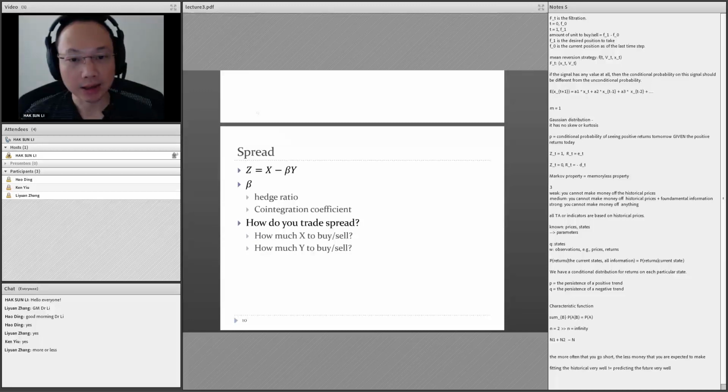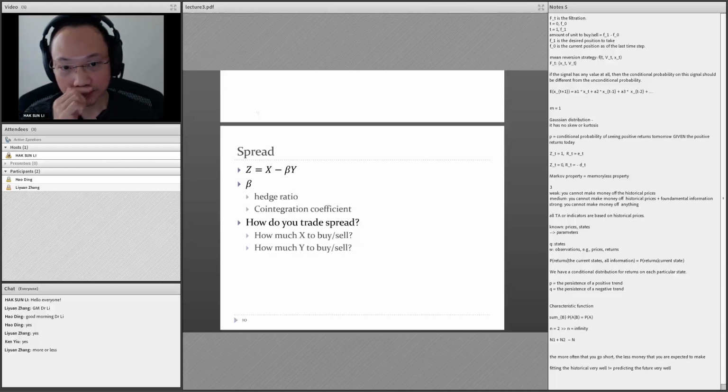The key point here is the linear combination, because that's something that we can buy or sell. If you say Z is equal to X times Y, then we don't know how much X to buy and how much Y to buy, right? So linear combination is very important. Now this is the spread that most people use. It's based on the price, so X and Y are the prices.